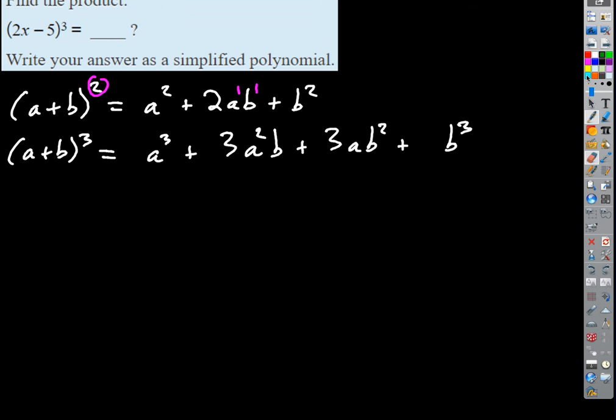Now let's take a look at this problem that we're trying to do up here. We've got 2x minus 5. Which pattern does it fit, squared or cubed? Cubed. What's our a? 2x. What's our b? Negative 5, because that's 2x plus negative 5. If b is negative, that's no big deal. We'll plug in negative values into our pattern here. It works.